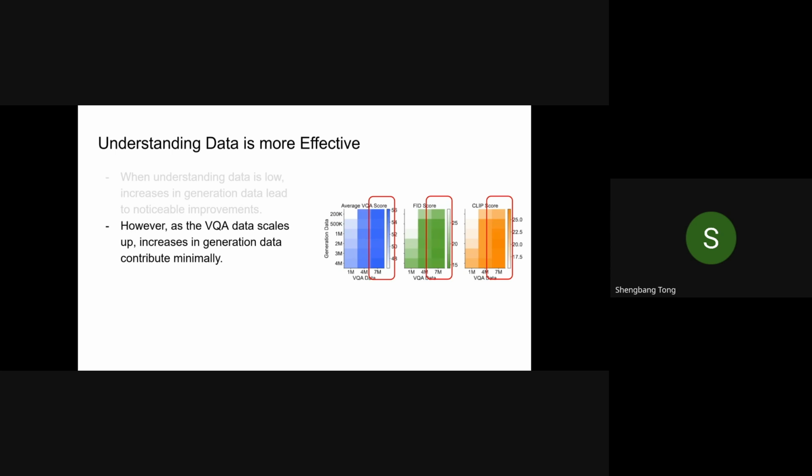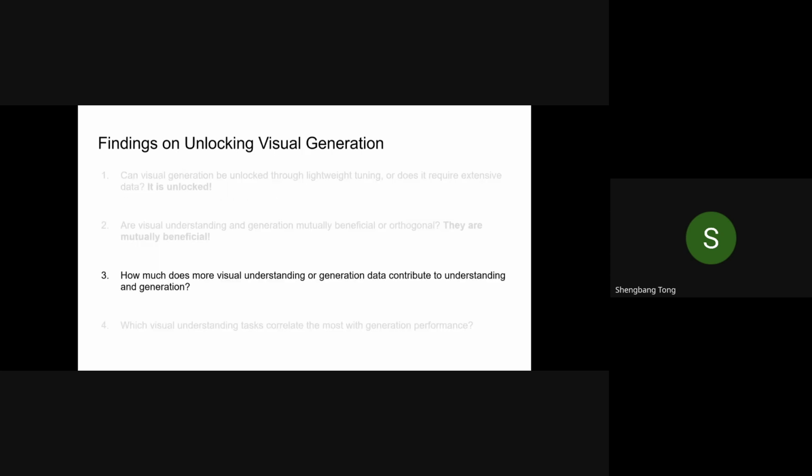But if, however, the VQA data scales up and the understanding ability improves, then what we see is that increases in generation data will contribute minimally as we go from 200K all the way to 4 million. Actually, in all three categories, not only understanding, but also generation. So now we sort of answer this question: visual understanding is much more effective compared to visual generation to actually improve both abilities here.